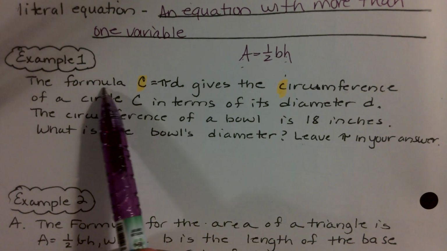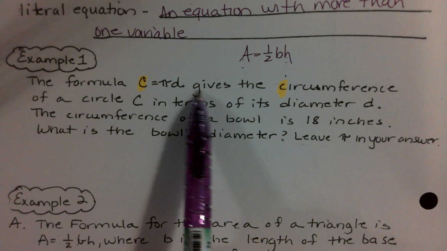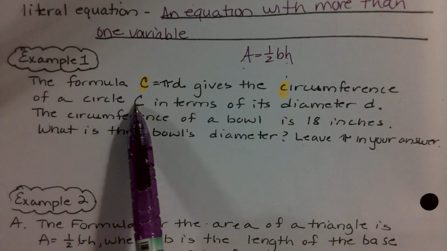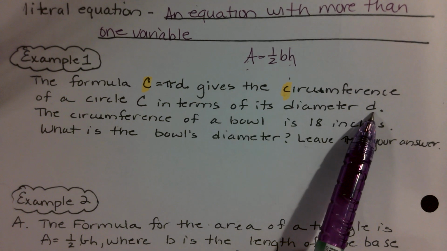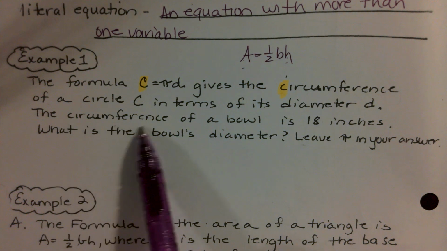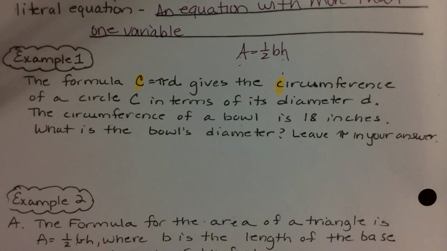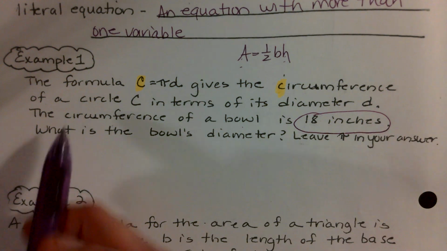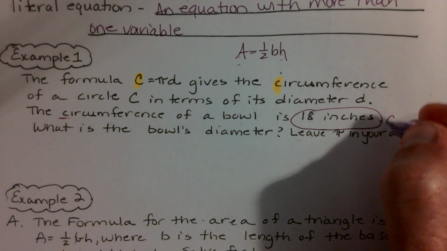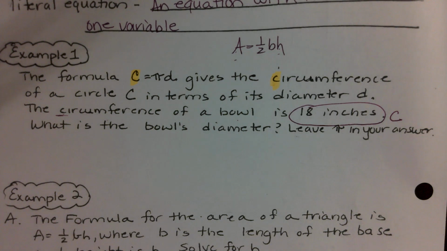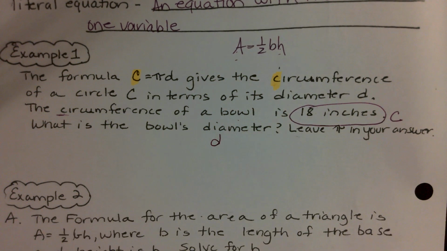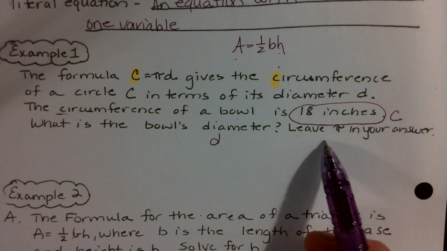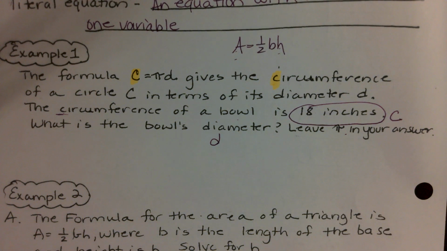Let's see what they want us to do. The formula circumference equals pi times diameter gives the circumference of a circle in terms of its diameter, d. The circumference of a bowl is 18 inches. Okay, so they gave you this and told you that that is circumference. So you know now what C is. It's 18. What is the bowl's diameter? So they're looking for D. Leave pi in your answer. In other words, they don't want you to grab your calculator. Your answer will say pi.